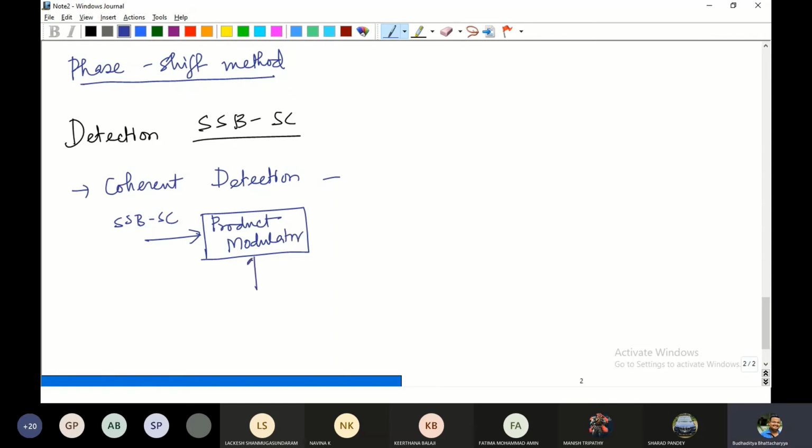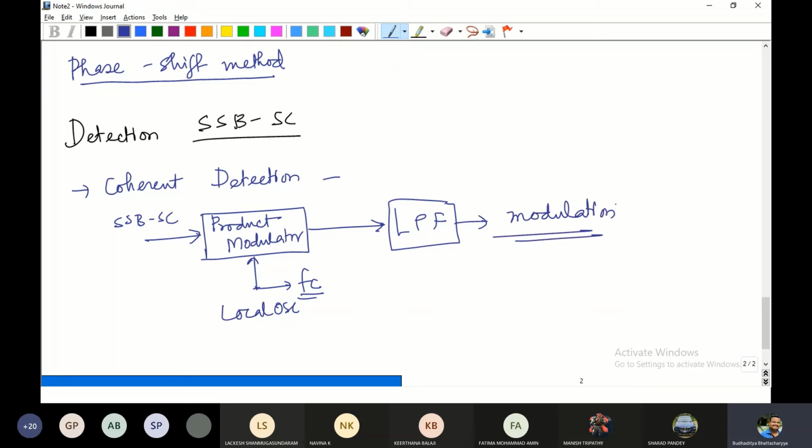Okay, and here we will have a local oscillator that will generate a carrier frequency FC, which will be exactly tuned to the carrier in the transmitter. And this product modulator output should go through a low pass filter, because we are generating the modulating signal. Remember, this modulating signal always has a frequency much lower than the carrier signal. So we will always have a low pass filter somewhere over here.